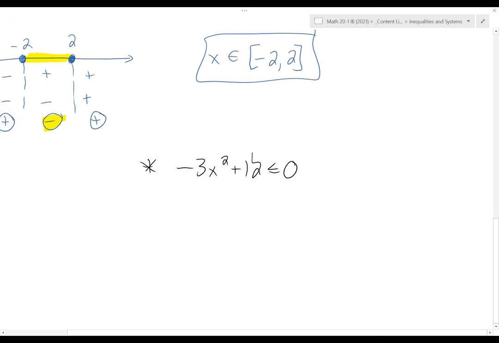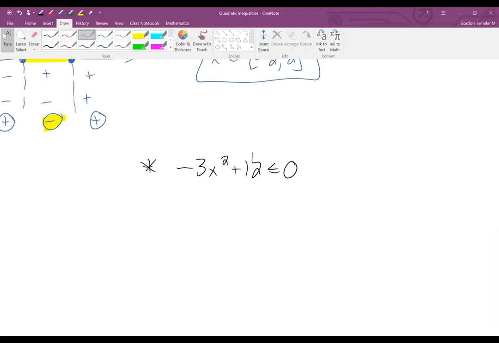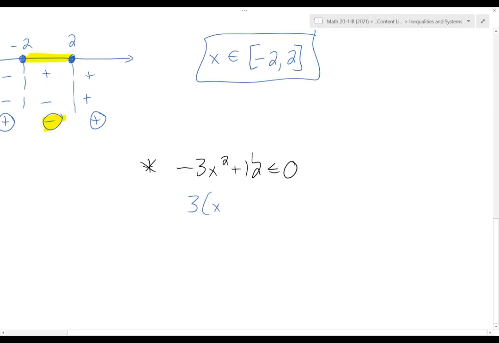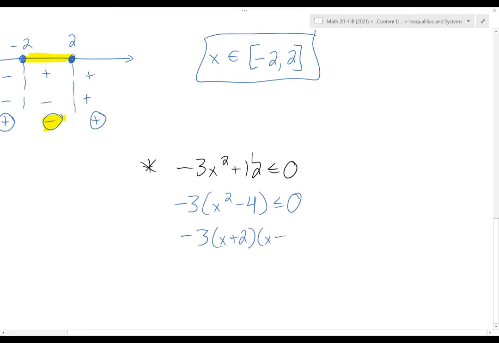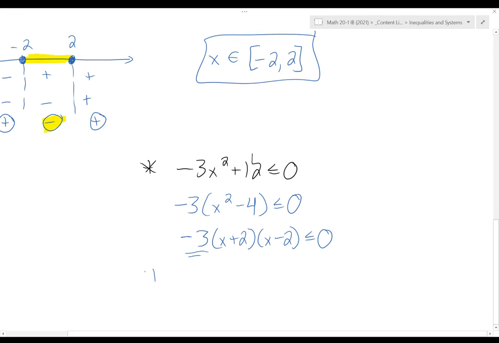You have to factor it. So I start by factoring. So 3 times x squared minus 4, sorry, negative 3 times x plus 2 times x minus 2 is less than or equal to 0. Now I do have that negative 3 there. So you can choose to keep the negative 3 there and consider it in your sign tables, or you can choose to divide it out.